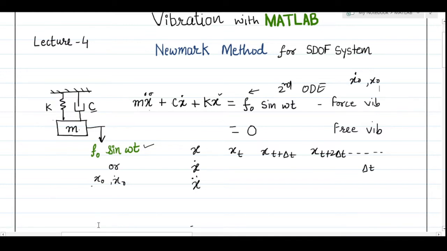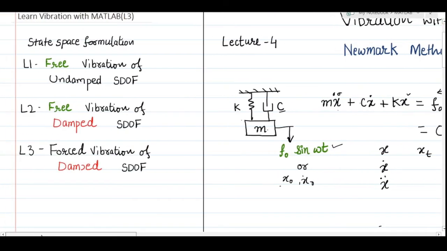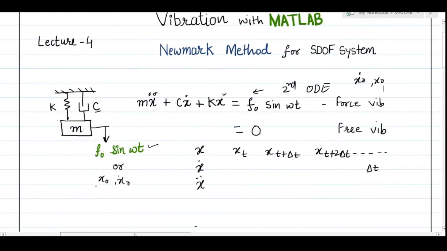In the last three classes, we have solved the problem of free vibration response of a single degree of freedom system as well as the forced vibration response using the state space formulation. State space formulation is a technique which reduces the order of your differential equation, and then we applied the numerical method to get the response. In the current lecture, we are going to apply the Newmark method, which is another numerical approximation to get the response of a second order ordinary differential equation.